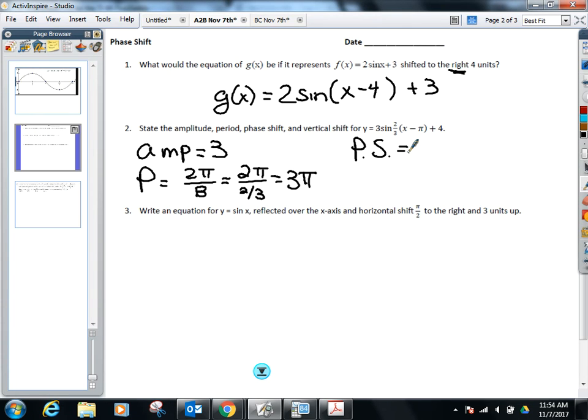What's inside the parenthesis? Subtraction, right? So I go the opposite. The rule, go to the opposite. So I'm going to go right. How many units? Pi units. Yep. And then you got your vertical shift. Megan, where's that? Up 4. It's always on the outside.